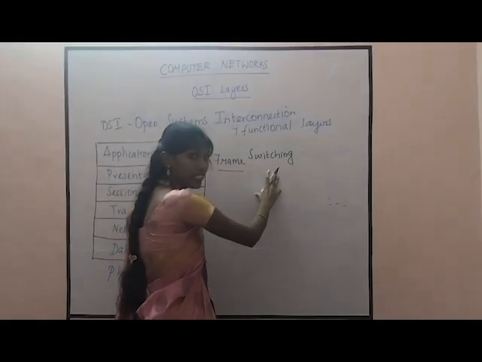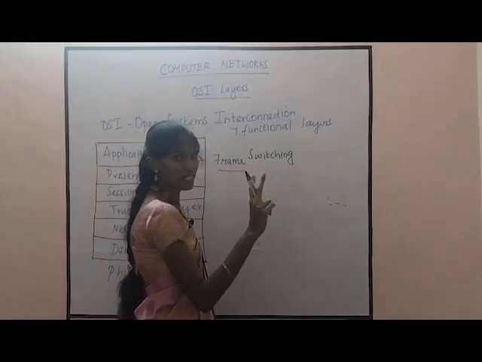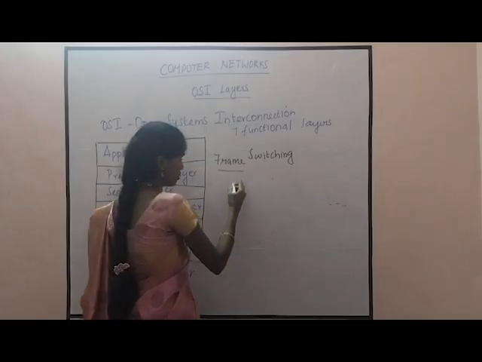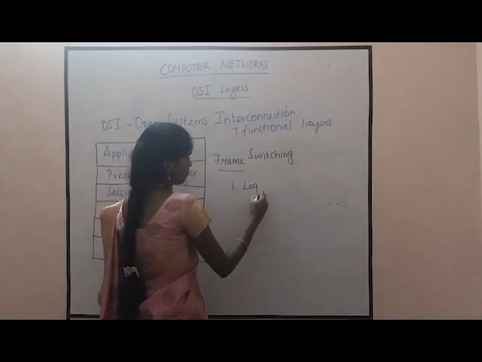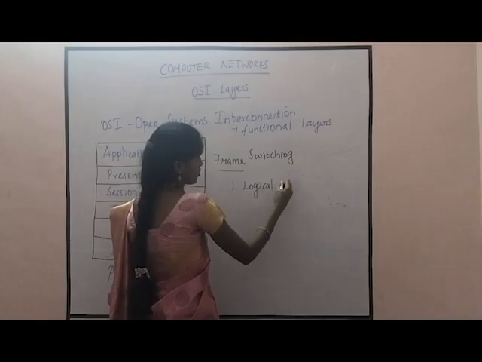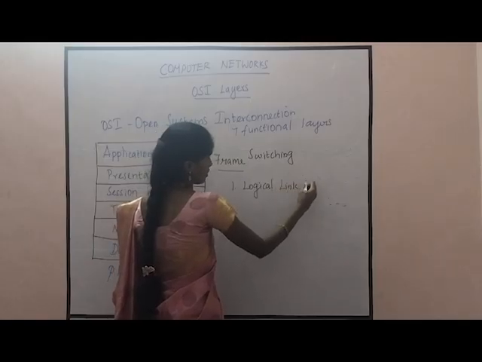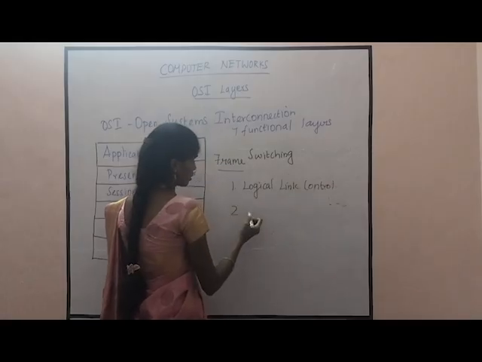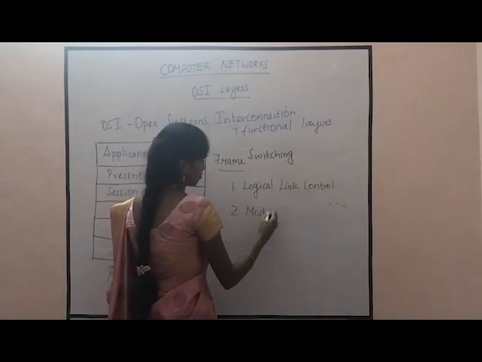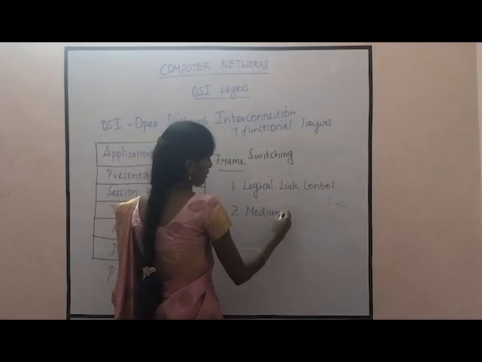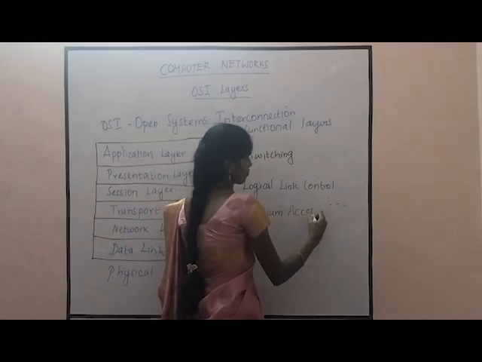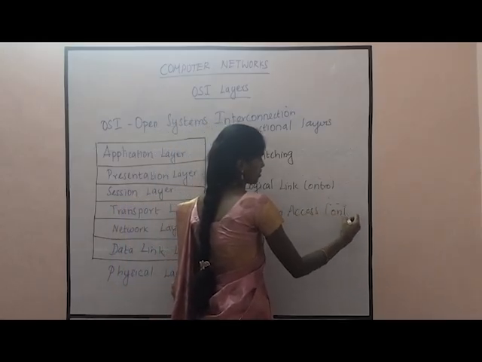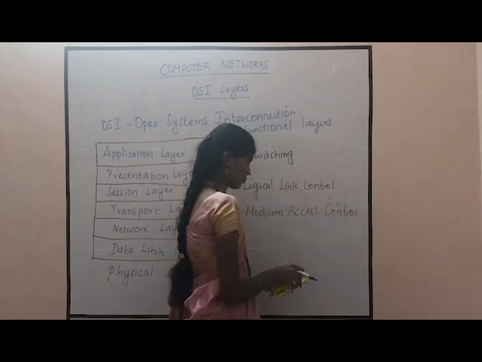Okay, and here it has two major layers. The first one is logical link control. The next one, medium access control.